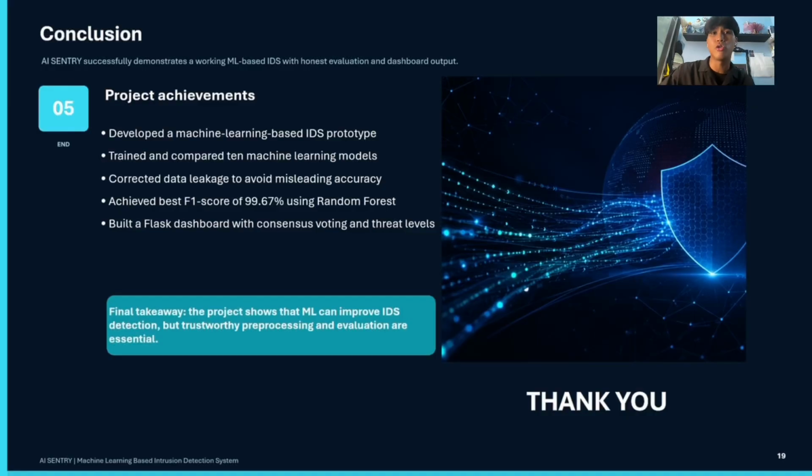Now, we go to the conclusion. Okay, in conclusion, AI Sentry successfully demonstrates a machine learning based intrusion detection system for classifying uploaded network traffic as normal or malicious. The project showed that machine learning can improve intrusion detection. However, model accuracy alone is not enough. The quality of preprocessing, train-test split separation, balancing methods, and the evaluation process must also be reliable.